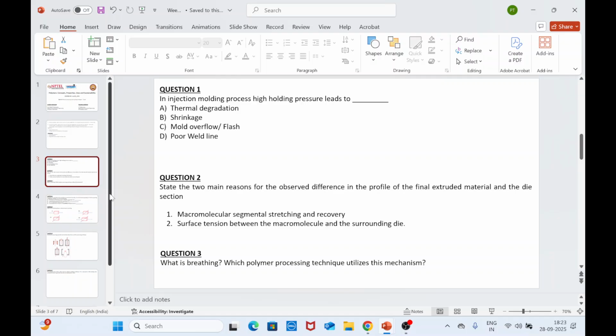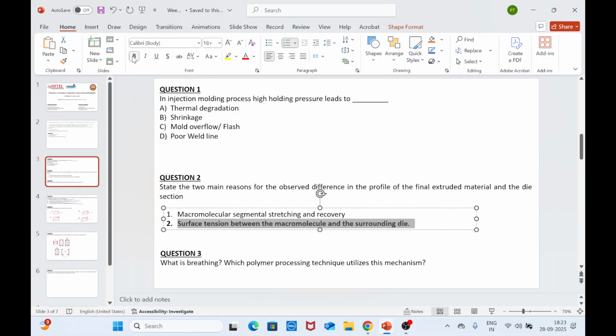I would say it is better to search for this one and then come back. There is a reason why I'm suggesting you look at it. Please look at this, and then you can come later to discuss it, because often people get comfortable with the first one, macromolecular segmental stretching and recovery in polymers, but it becomes a little bit difficult when you talk about the concept of surface tension. That is the reason I am asking you to look at it once and then come back.